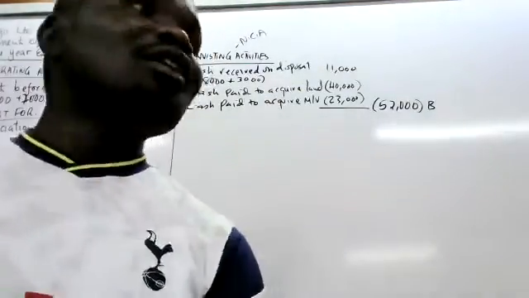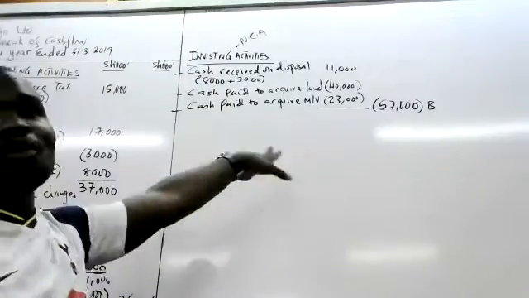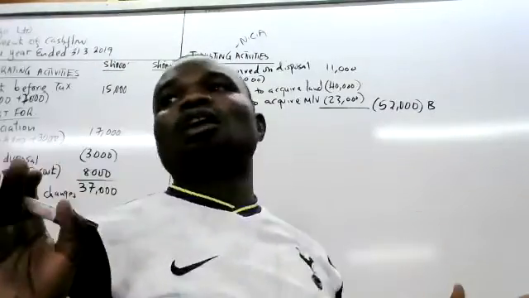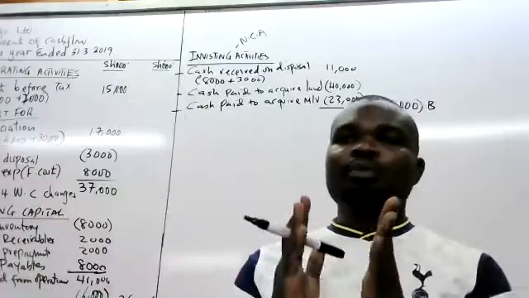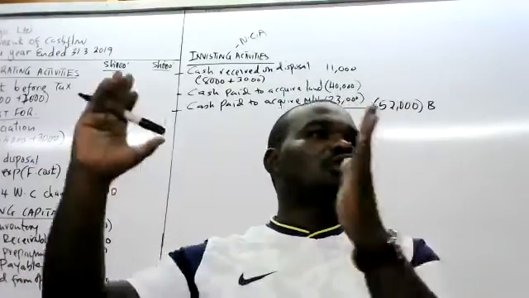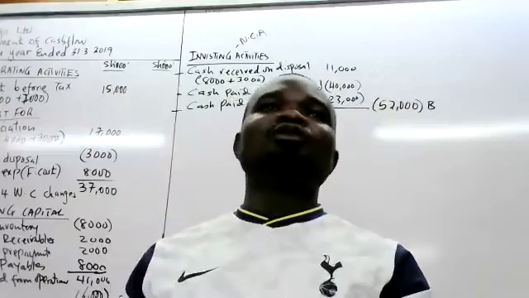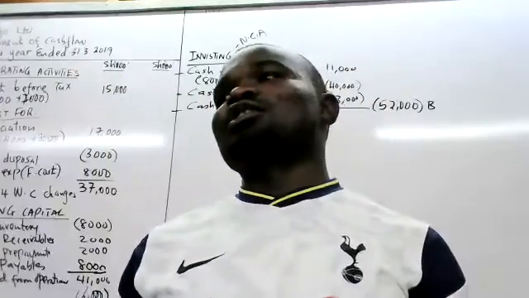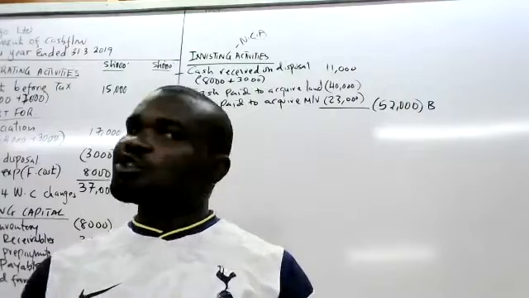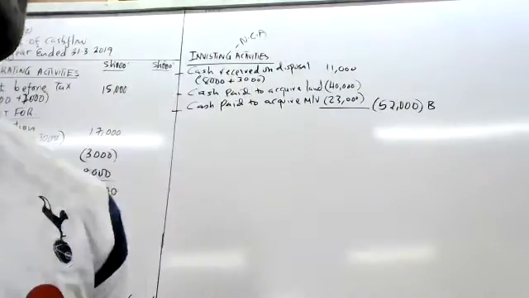So investing, you just concentrate on non-current what? Assets. What you paid to do what? To acquire, and what you received when you disposed. What you paid to acquire and what you received when you disposed. Then now we go to finance.